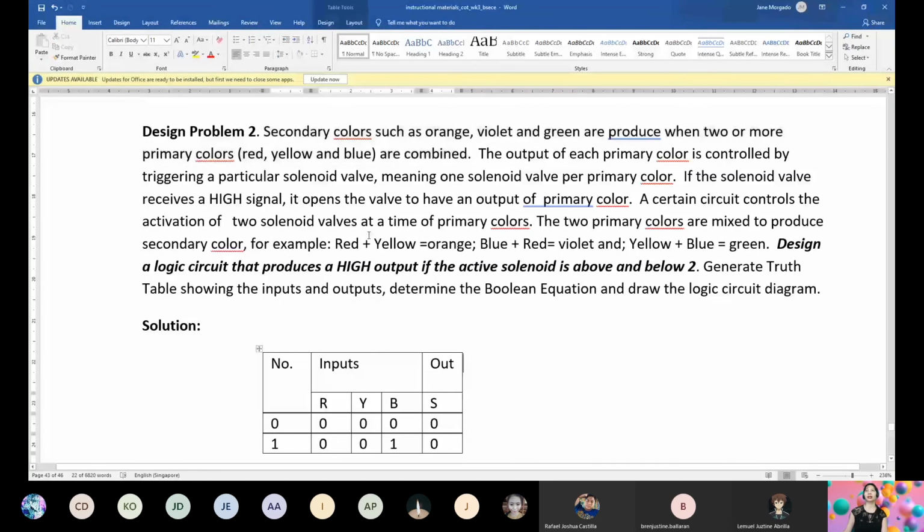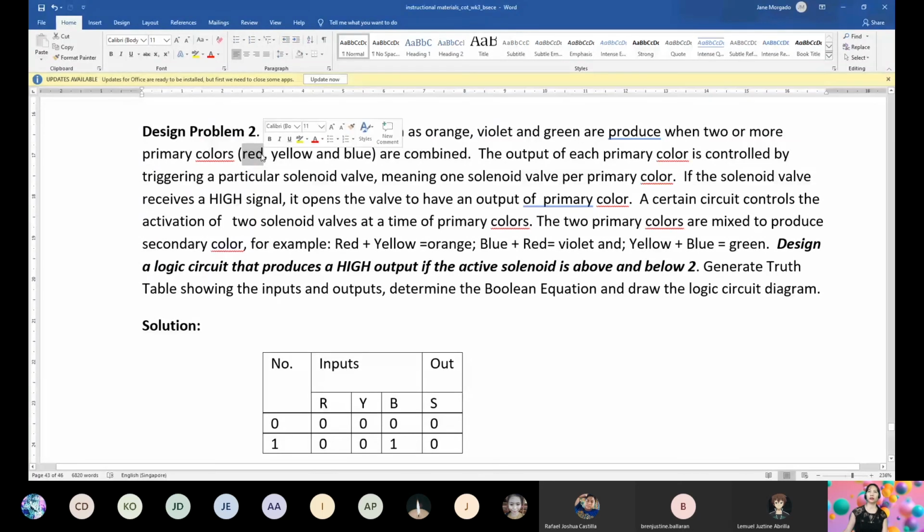Tama ba? Okay. Pero pag isa lang yung solenoid valve na on, anong output nun? Will you be able to produce a secondary color if there is only one solenoid valve open? Hindi po, ma'am. Okay, the output would only be primary color, di ba? So kung red lang yung solenoid valve na bukas, red lang yung output mo, kasi wala siyang kahalo.